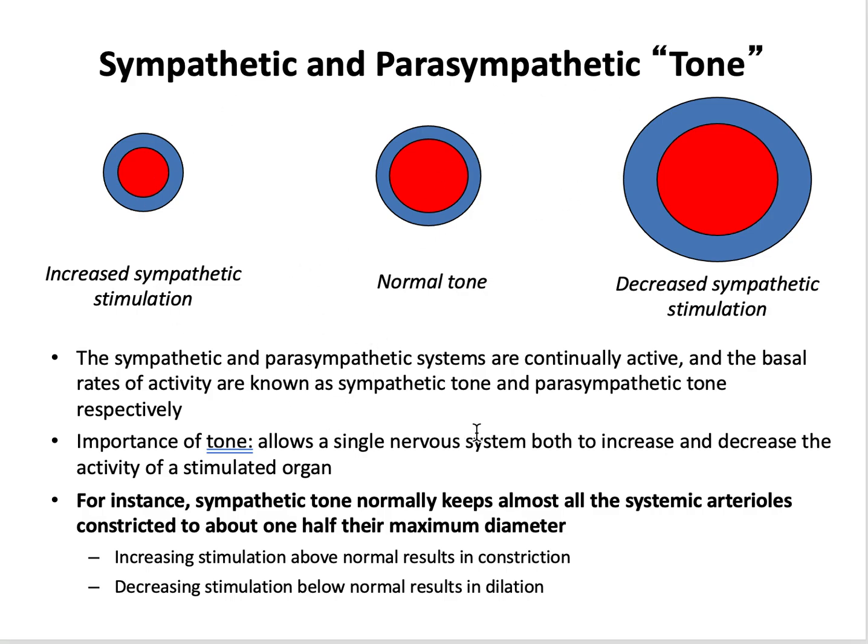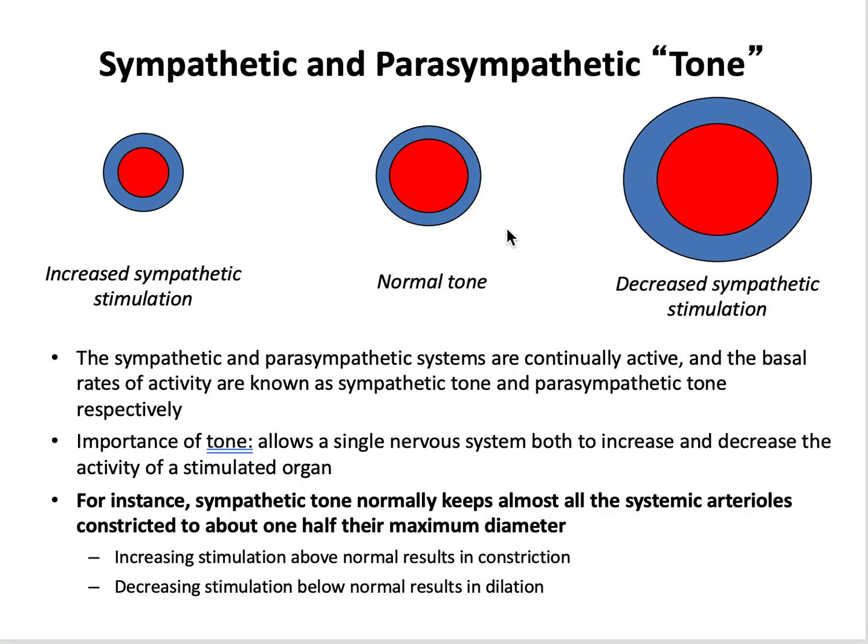So this slide is giving an example of blood vessels, so arterioles, which are under the control of the sympathetic nervous system and constantly have a sympathetic tone to them and are not innervated by the parasympathetic nervous system. All right, so for instance, sympathetic tone normally keeps all of the systemic arterioles constricted to about 1/2 their maximum diameter. So if you're just existing and you're at rest, these systemic arterioles are somewhat constricted because they're under the influence of sympathetic tone, right?